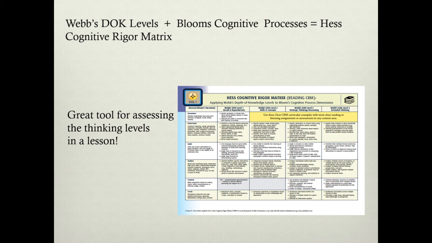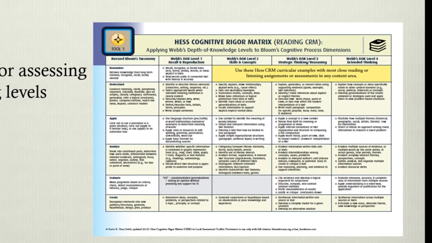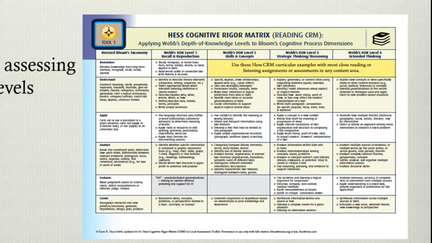So, before we hit the elements of a rigorous lesson, there's a resource I want to share with you. Hopefully you downloaded Karen Hess's Cognitive Rigor Matrix. This is an awesome little tool. She basically combines Bloom's and Webb's DOK levels. So how I would use this is in both creating lessons and evaluating lessons. It's a great chart for determining where each assignment or activity falls in the spectrum of thinking levels.